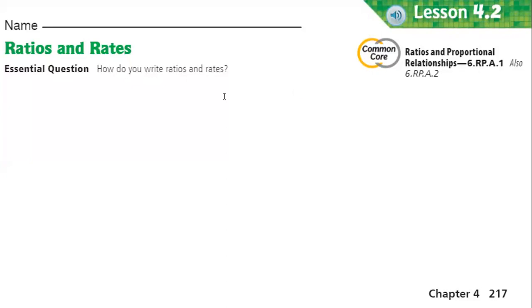A ratio is a comparison of two quantities by using division. Excellent. What is the meaning of rate? That we will study, inshallah, right now. How do you write ratios and rates? That is the essential question we are going to ask ourselves when we finish this lesson. How do you write ratios and rates?